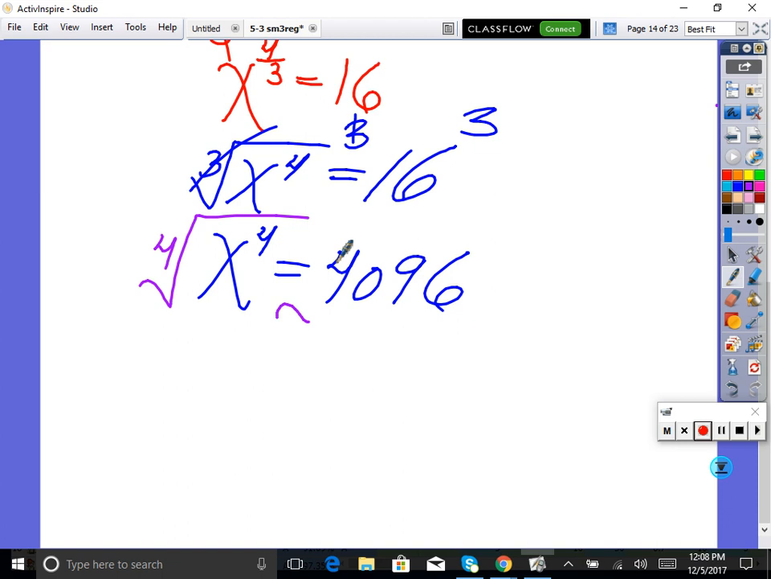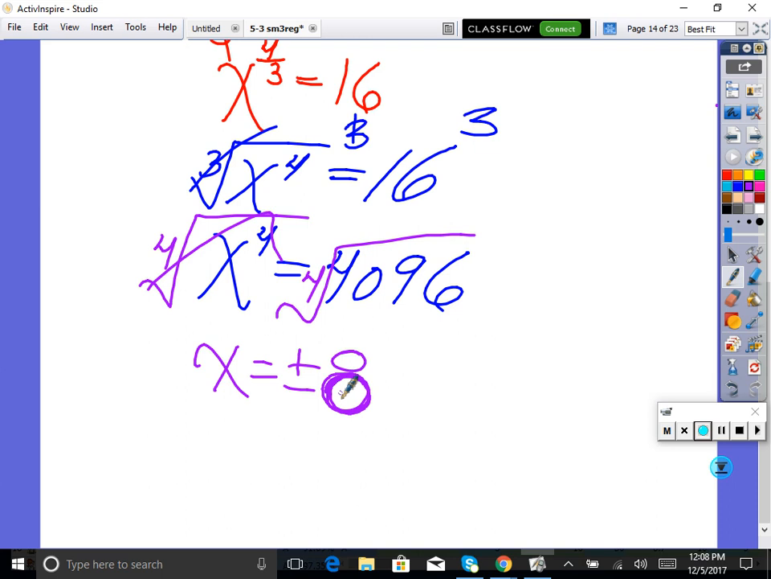Did we just take an even root when solving? Yep, we need plus and minus. Now, in that one problem a second ago, we still had to keep going and solve for x, but x is alone here. So plus and minus 8 would be the answer. Please don't miss that for the test, guys. It always is a bummer when you miss that.